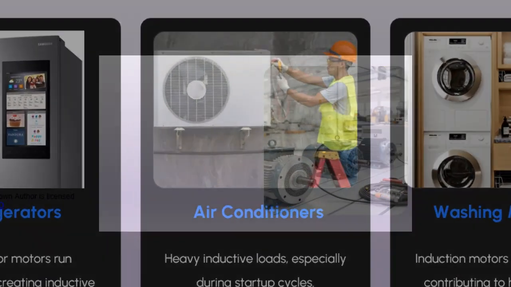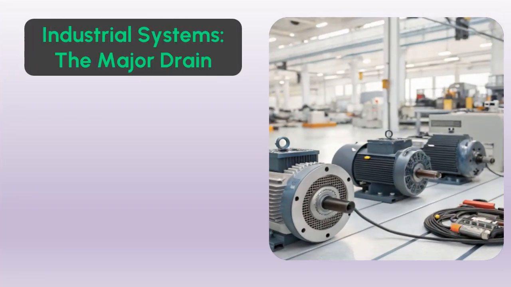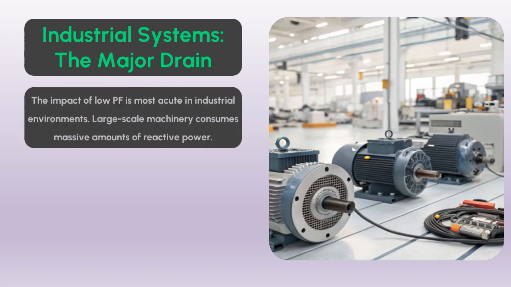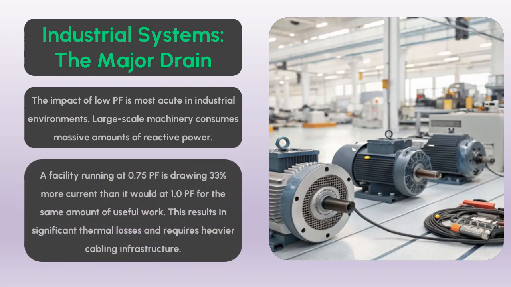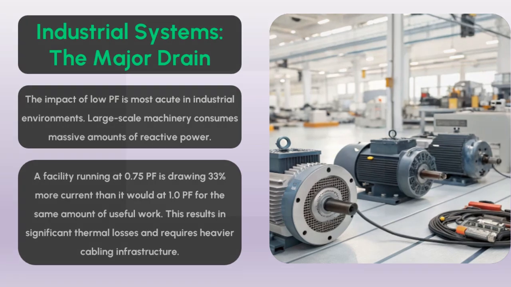Industrial systems. However, the stakes are much higher in industry. This is where we see the massive drain. Large-scale three-phase induction motors are hungry for reactive power. Consider this: a facility operating at a power factor of 0.75 is drawing roughly 33% more current than it would at unity to do the exact same amount of work. That excess current creates heat, stresses cabling, and forces utilities to install larger infrastructure, costs they pass on to the consumer.